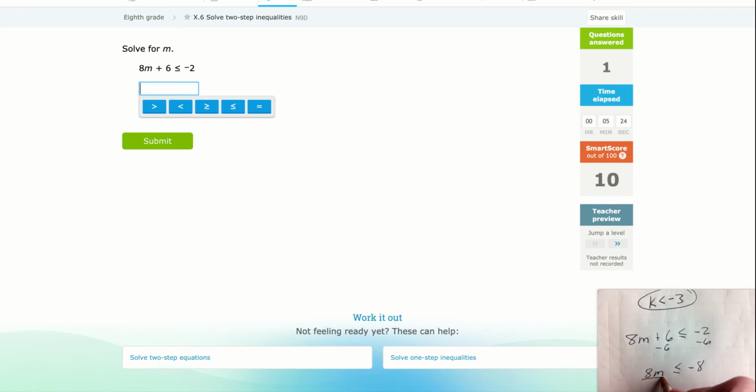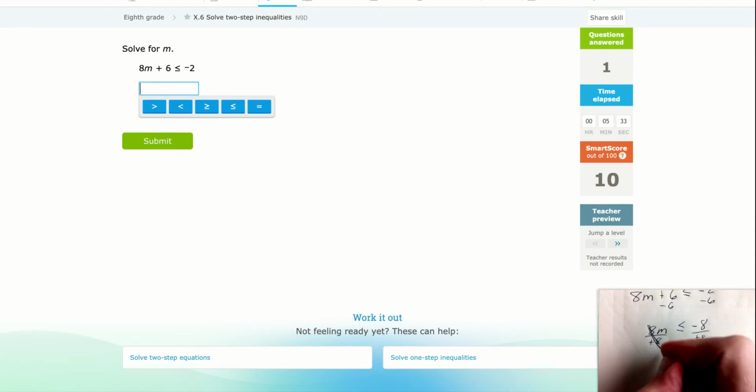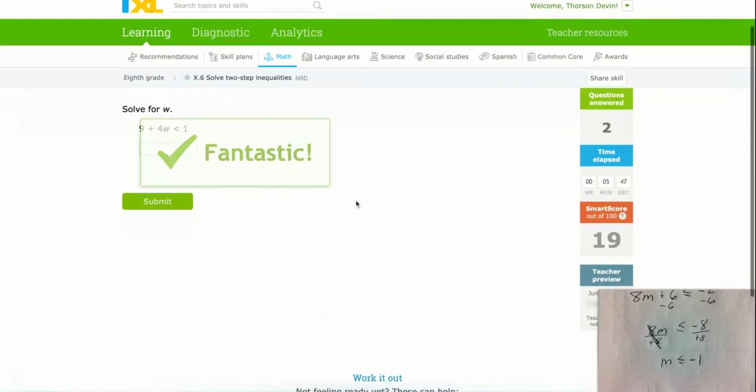Now I'm going to divide by a positive 8. Since I'm dividing by a positive number, that does not change the inequality symbol. So m is less than or equal to negative 1. Make sure you're careful that you put the exact same inequality symbol that's up there, as long as it doesn't need to be flipped because you're multiplying or dividing by a negative.